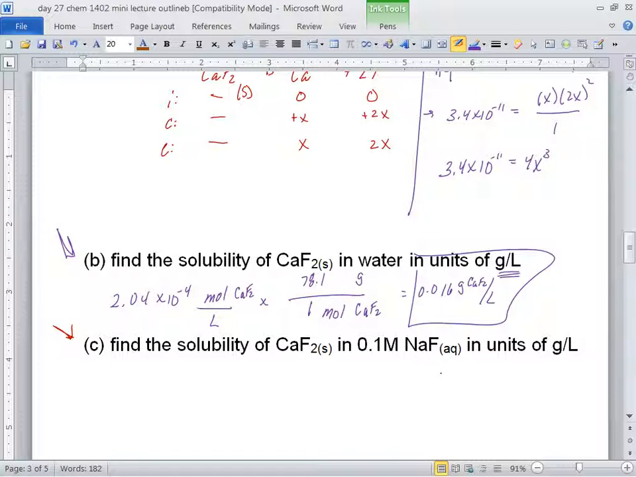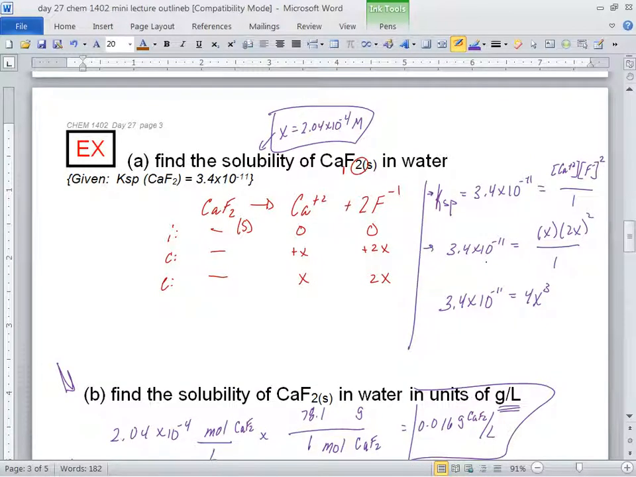But what changes? The initial concentration. You put this 0.1 under the what? Under the F minus. Now, do you multiply it by 2? Because you have 2 F's here. No, don't do it. The initial concentration of F is 0.1. Right? So try it again.